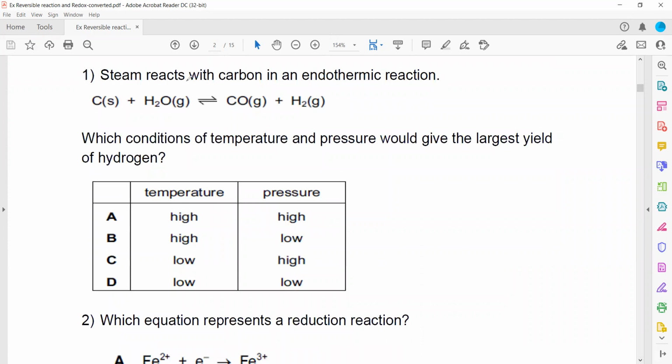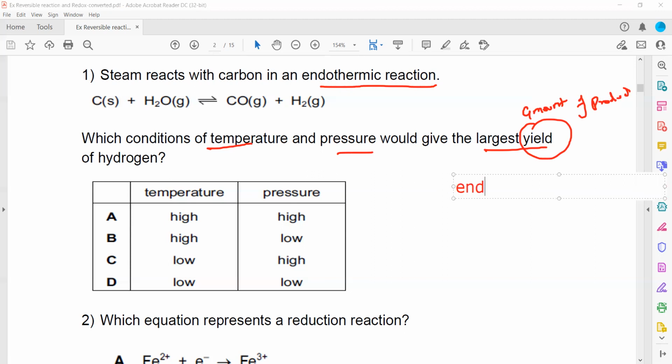in this question, steam reacting with carbon is an endothermic reaction. Which condition of temperature and pressure would give the largest yield? Largest yield here refers to the amount of the product. So you have to recall the idea of what happens whenever a reversible reaction is endothermic. They're talking about the yield, the amount of the product.